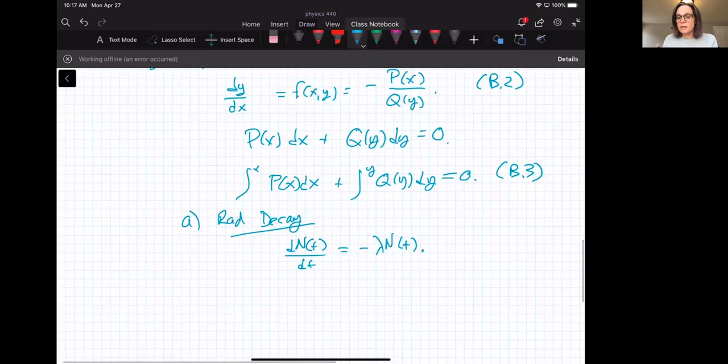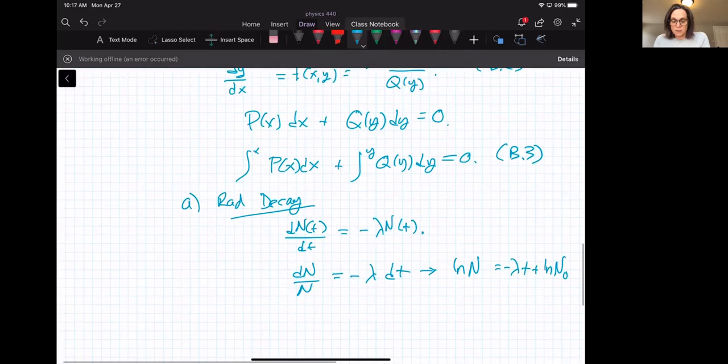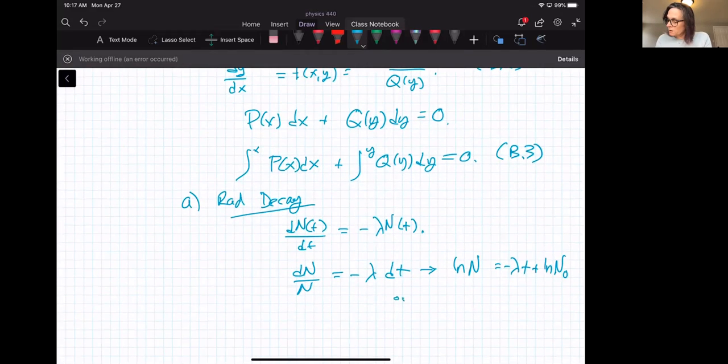And all that B3 is saying is that you can safely rewrite this as dn over n equal to minus lambda dt, which gives us the natural log of n is equal to minus lambda t plus the log of n naught, if we're integrating from some initial time, or famously n of t is equal to that initial population times e to the minus lambda t.